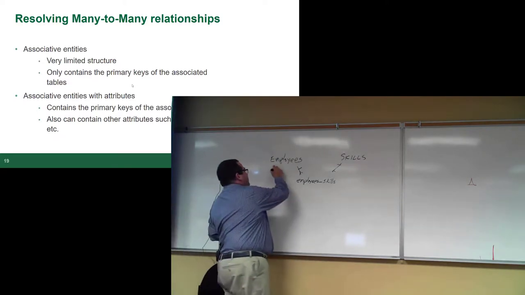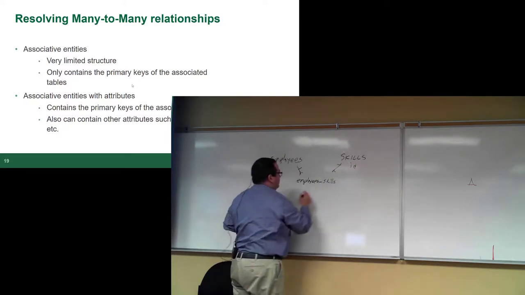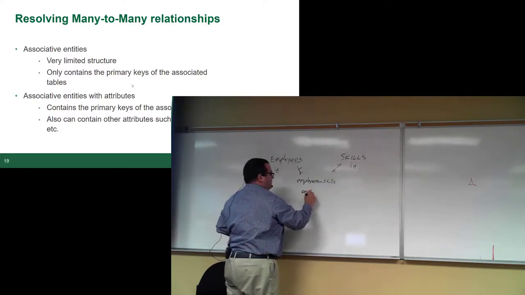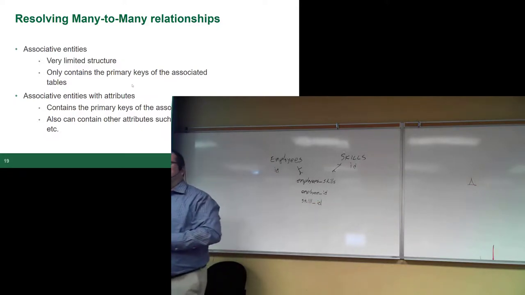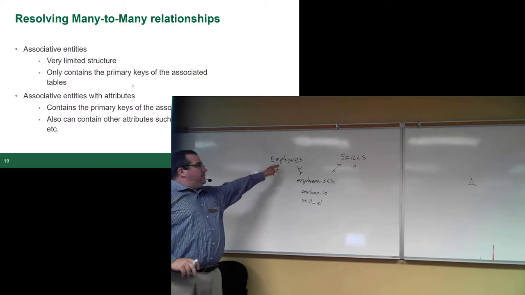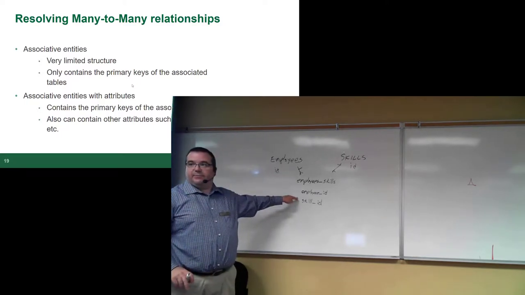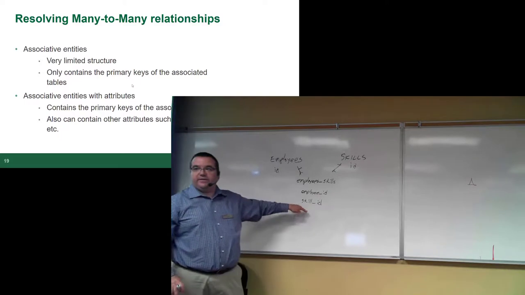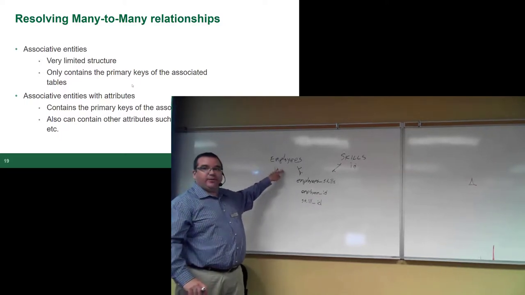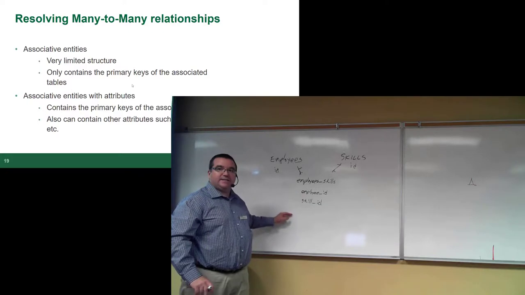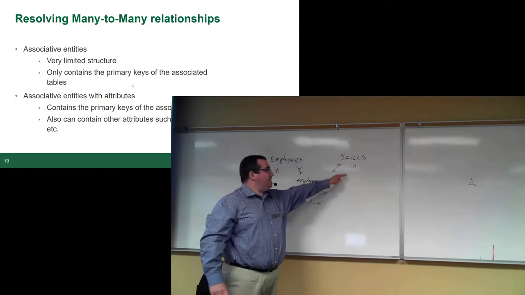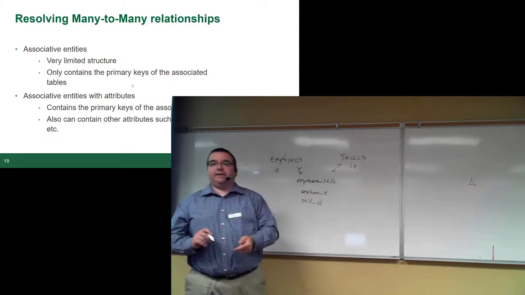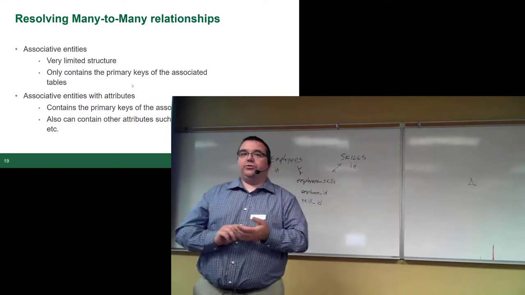So if this has an ID, and this has an ID, in here you have them like such. So an employee can have many skills via this table. Each skill can belong to many employees via this table. If you fire an employee, you can get rid of all their matching skills, but you never lose the fact that the skills existed in the first place. So this is known as an associative entity. This is the most simple, basic structure.